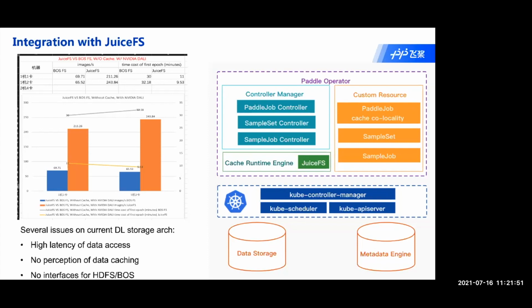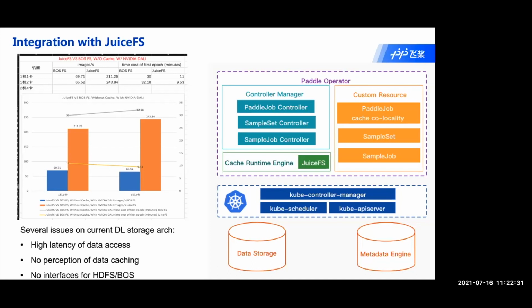And the third part is the Paddle framework itself does not provide an interface for storage services like HDFS or BOS, which may lead to the need to support both the POSIX interface in the model development stage and the HDFS or BOS interface in the model training stage, which introduces the complexity of adapting the model code to different storage systems. So we introduced JuiceFS, which is a newly developed cloud native caching system, into our project.